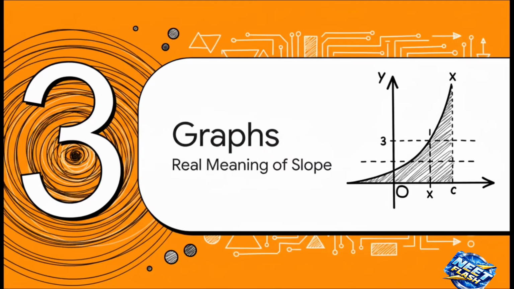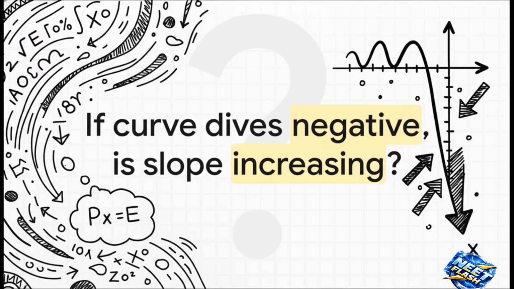How cool is that? Now, let's plunge into the visual matrix of physics with Chapter 3, Graphs, the real meaning of slope. You see, reading curves isn't just some dry exercise in geometry. It's literally how we watch the story of a moving particle unfold in real time. Actually, let me pose a bit of a trick question to you, one that honestly trips up almost everyone the first time they see it. When a particle's curve dives deep down into the negative y-axis, is the slope increasing or is it decreasing? Think really carefully about what your gut instinct is telling you here.